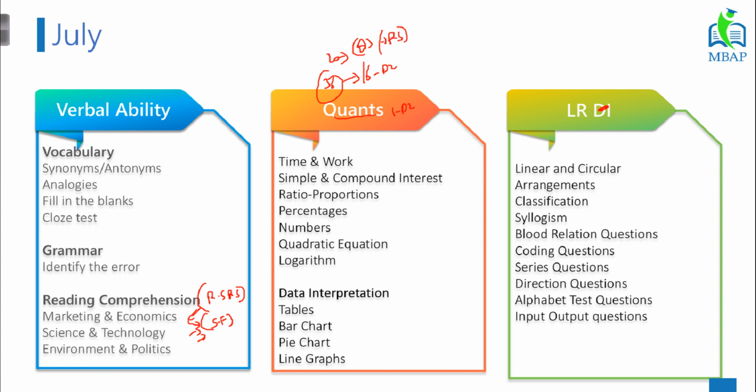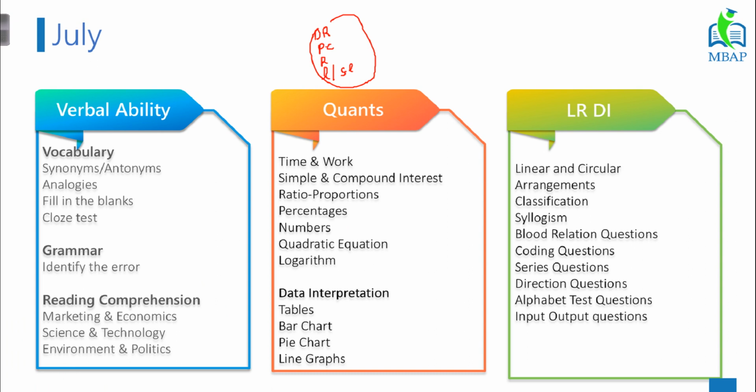I have listed down all the important topics, but specifically in the month of July, I want you to focus on time and work, simple and compound interest, ratio and proportion, percentage, numbers, quadratic equation and logarithm. Some people will also question numbers being so huge, what to do and what not to do. Focus on simple topics: divisibility rules, power cycle, remainder theorem, how to find the last digit and second last digit, and then conversion of base system. These are the important 6 elements which you have to touch upon. Nothing above and beyond will be required.